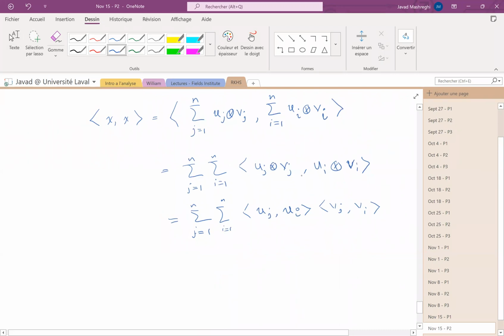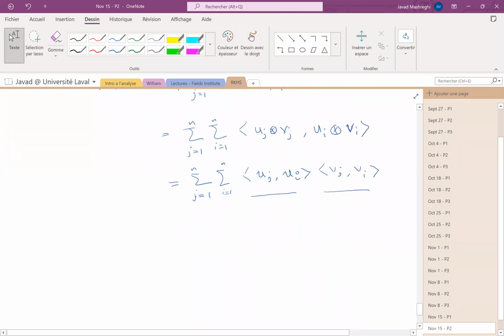Does this product tell you something? And why is this positive? Temporarily forget about, say, vj, vi. Just consider some j from 1 up to n, some i from 1 to n, uj inner product ui.